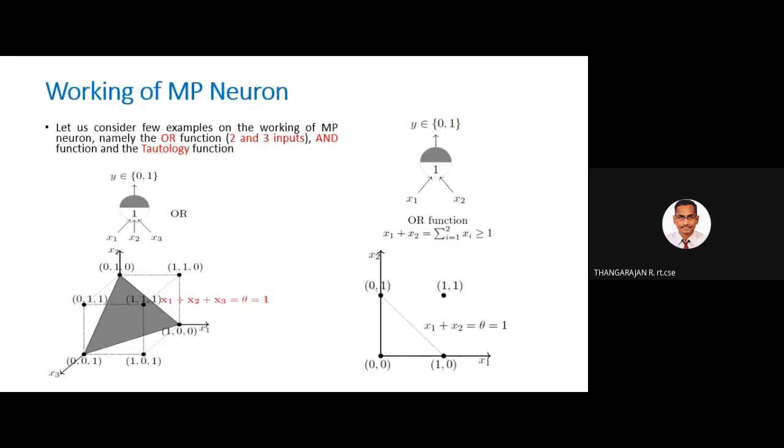So this is a diagram to help you understand the OR function. And this is the OR function involving 2 inputs. In that case, I can represent it using a line. Anything above this line, that is x1 plus x2 equal to 1, is 1, and anything below this line is 0. This is what you have to remember.